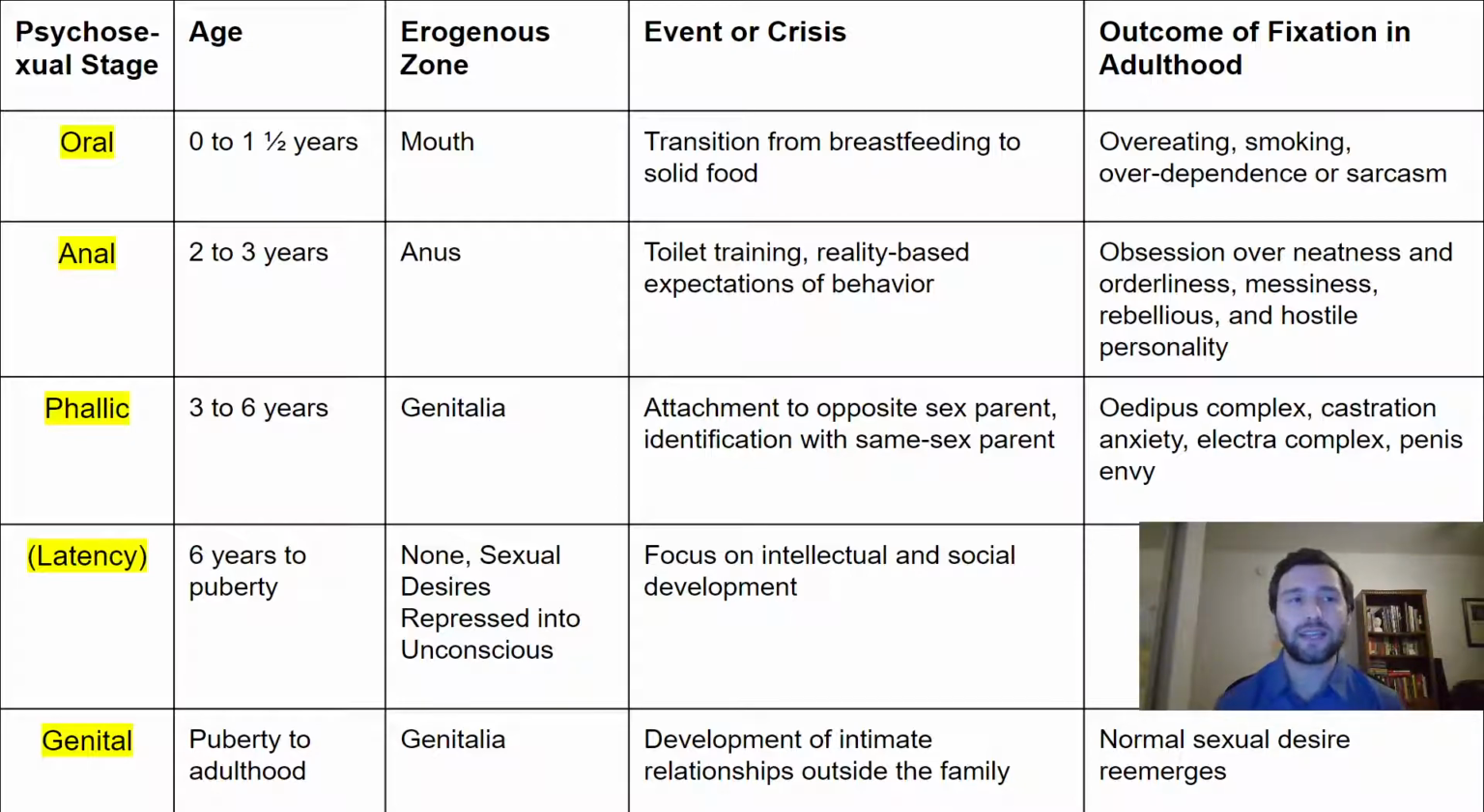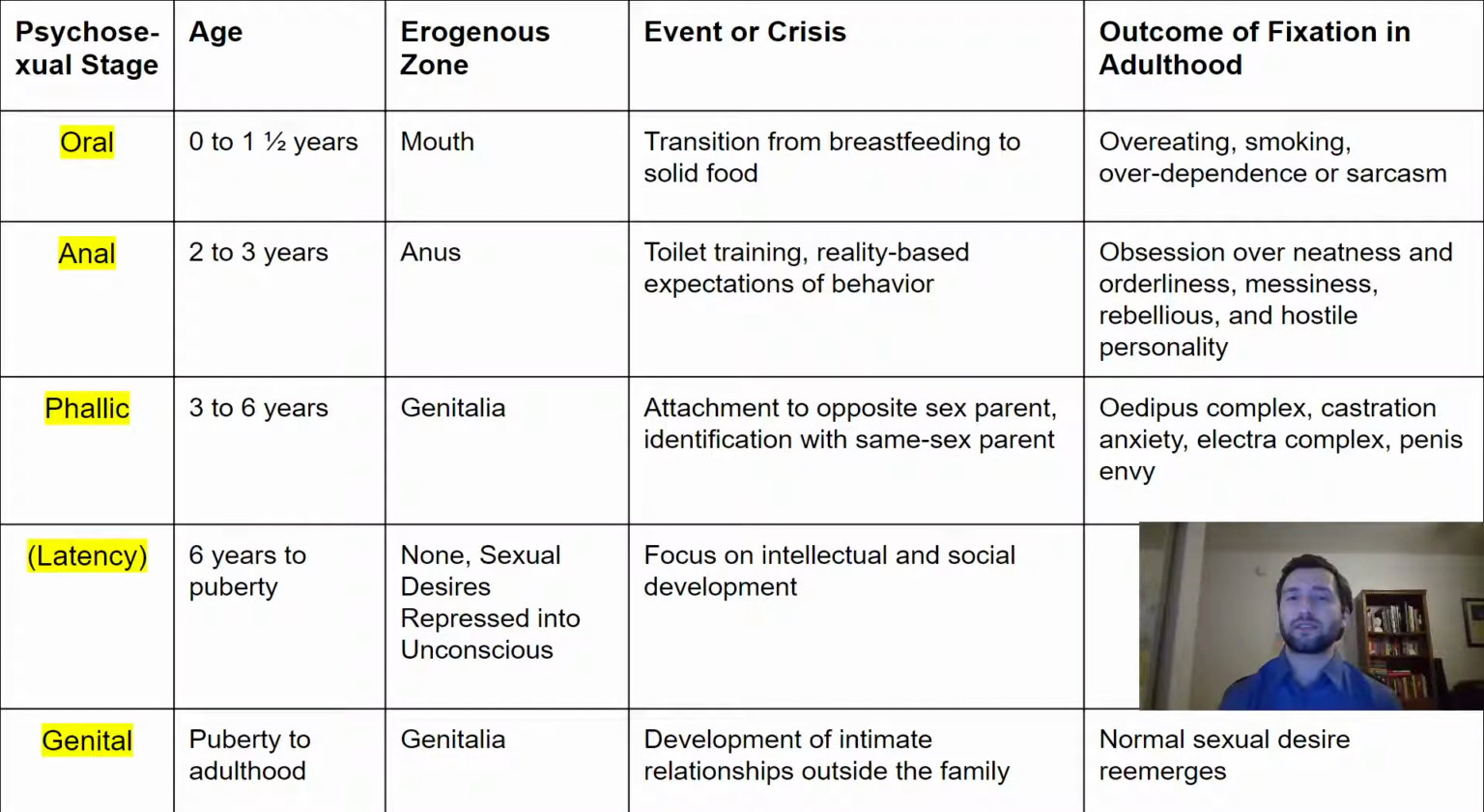So our first stage is the oral stage. It goes from age 0 to 1.5 years old. The erogenous zone is the mouth. The event or crisis is the transition from breastfeeding to solid food. Notice all of this is focused on the use of the mouth, right, oral. Young children are obviously putting everything in their mouth as their way of exploring the world. Freud saw that as why it's focused in that zone.